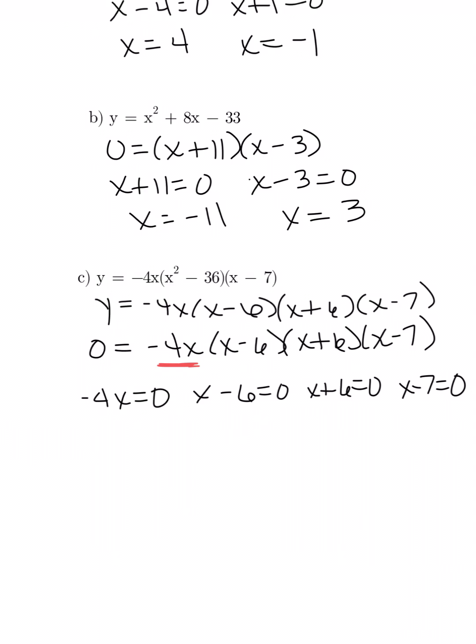Well, to solve this first item, divide by negative 4, and you wind up with x equals 0. You get x equals 6 from the second, you get x equals negative 6 from the third, and you get x equals 7 from the fourth. Note that we got 4 zeros this time, and that will happen sometimes.